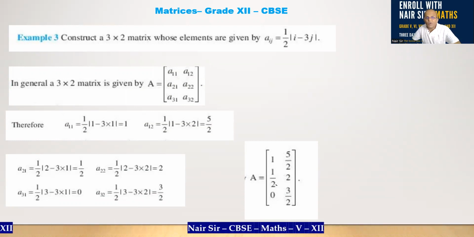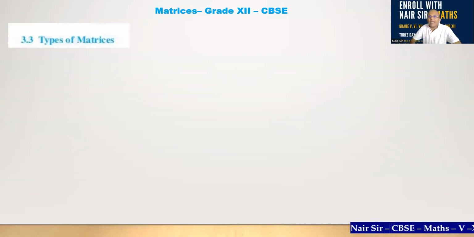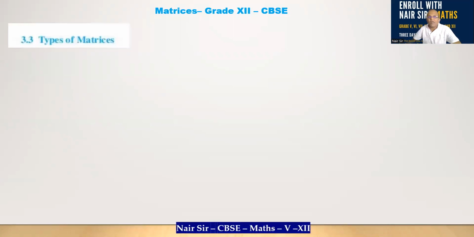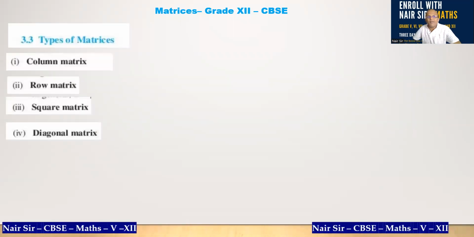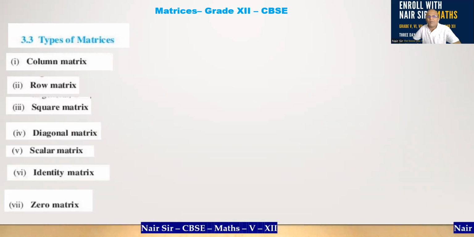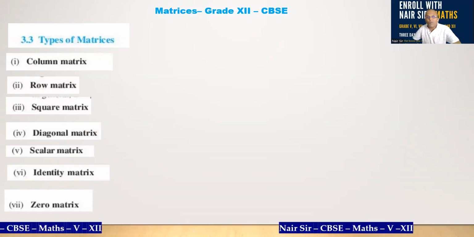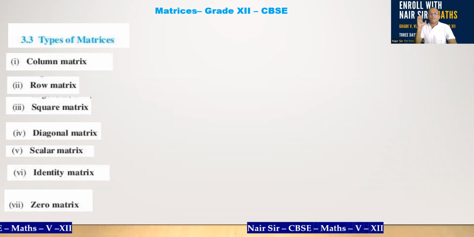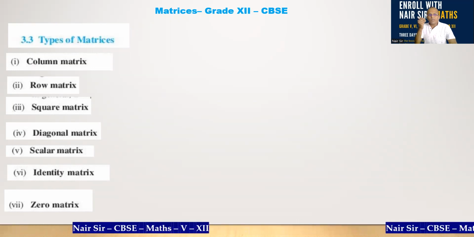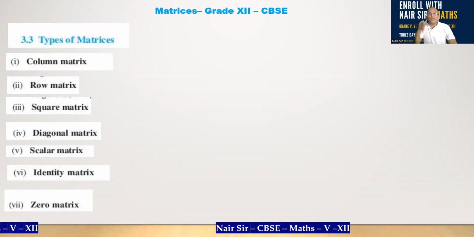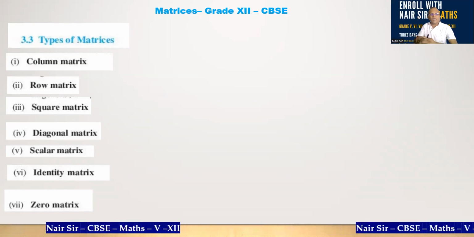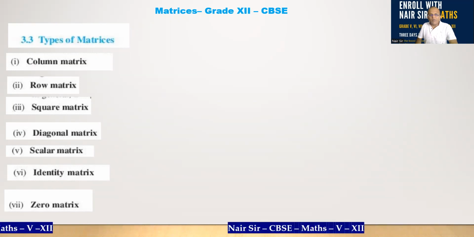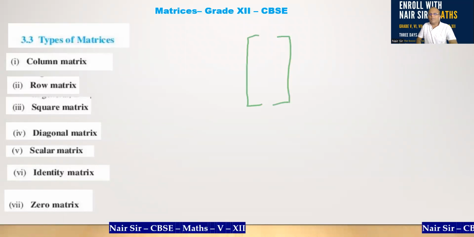Going next. Types of matrix. This is what I was talking to you about. There are how many types of matrix? We will be looking at each of them one by one. Column matrix, the word itself tells you what it is. That means there is only one column. Row matrix has only one row. A column matrix will look something like this. A row matrix will look something like this.